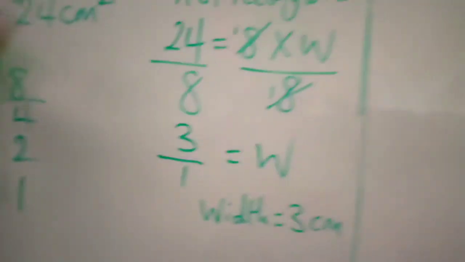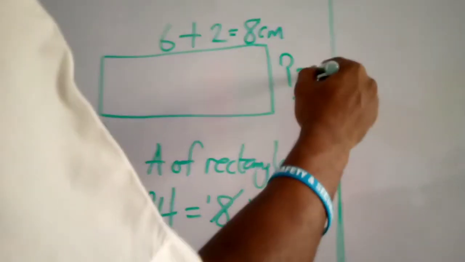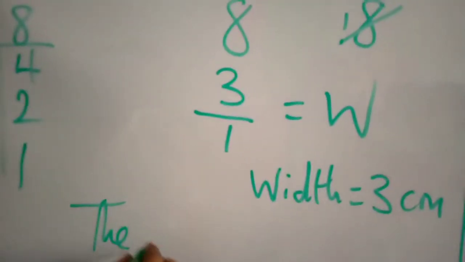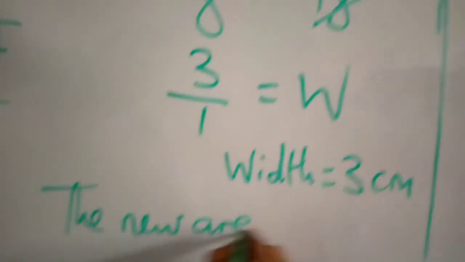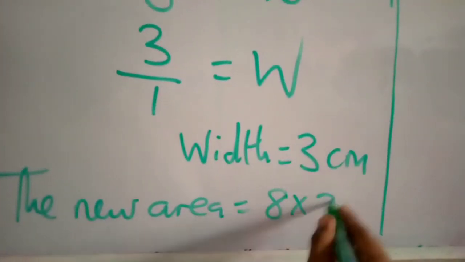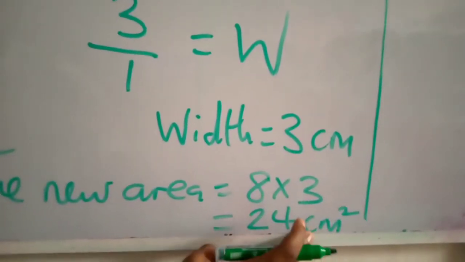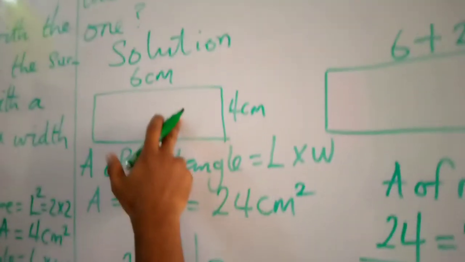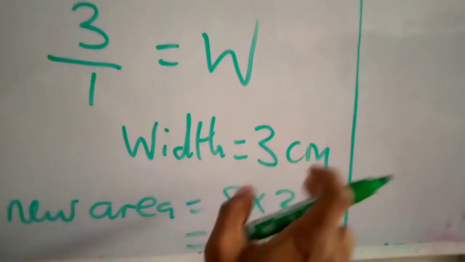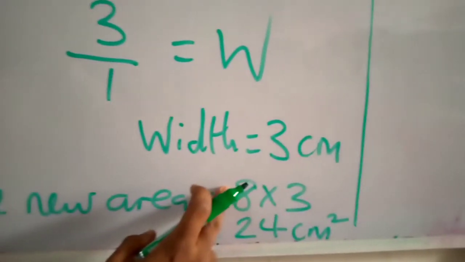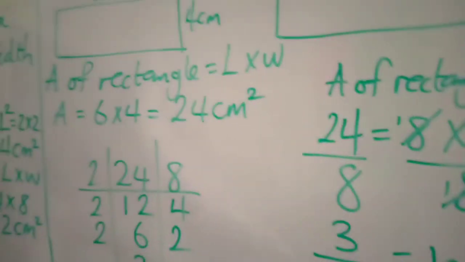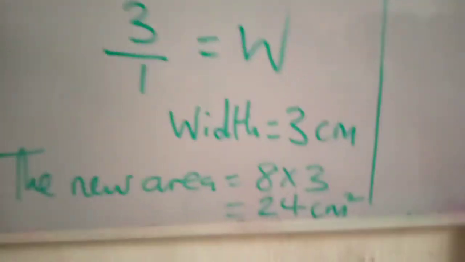Now when you go back to this and put 3 centimeters here, the new area will be 8 times 3, which is 24 centimeters square. Now you have 24 here and 24 here. The old one was 24 centimeters square, and the new one is now 24 centimeters square, if your width is 3 and your length is 8. So can you see that they both have the same areas? Good.